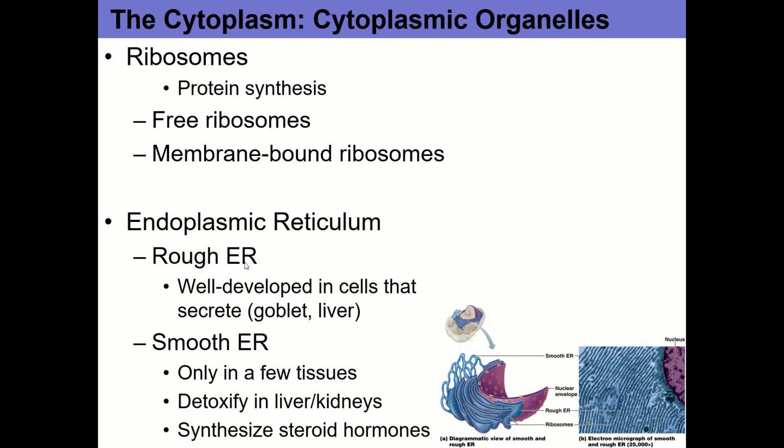So there's two types of endoplasmic reticulum, or ER for short. Rough ER, which means that there are ribosomes embedded in it. And then smooth ER, which means that there are not ribosomes embedded in it. So rough ER is going to create proteins, because again, that's what ribosomes do. As you can see there, it's well developed. There's lots of it in cells where we secrete things, like goblet cells.